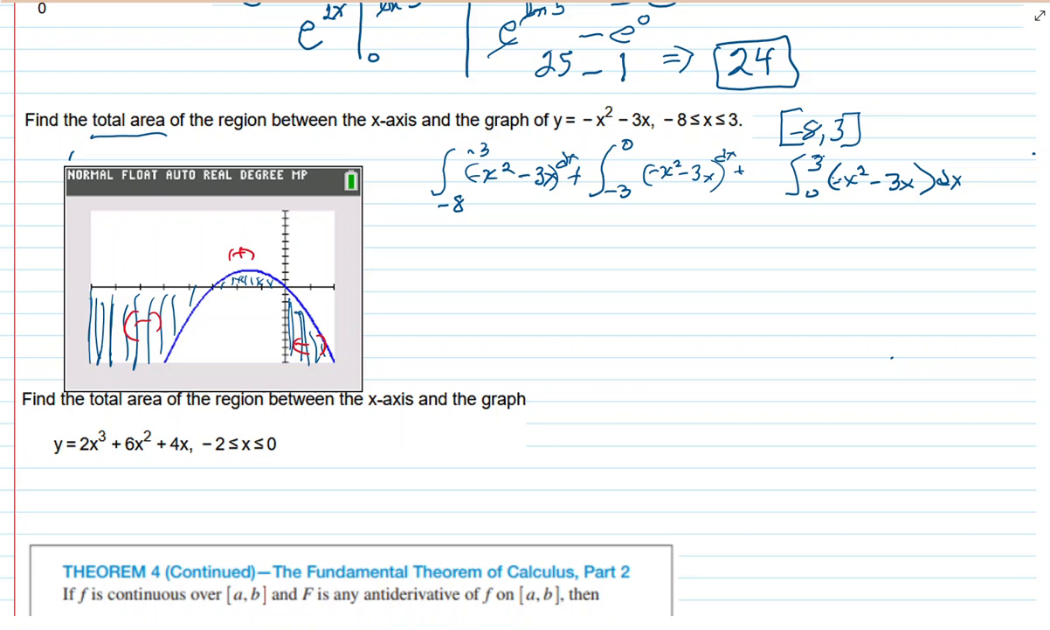Okay, so let's see what we get. I'm going to have a -1/3 x cubed minus 3/2 x squared. And then this one's going to be the same, but it's from -3 to 0. And then we have the last one.